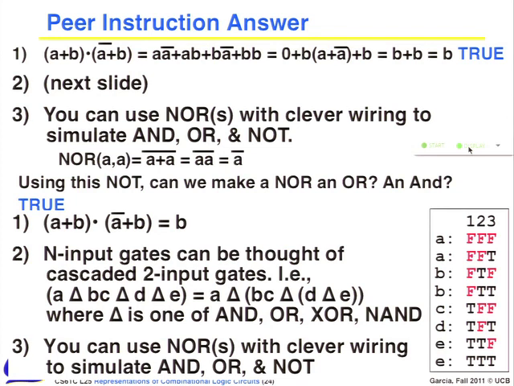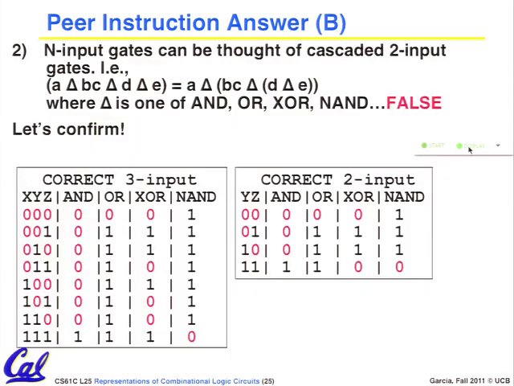The third one is, can you do this to make a NOR? De Morgan's law is the thing that really gives it to you. If it weren't for De Morgan's law, then you wouldn't necessarily have that connection, but because of De Morgan's law, you do. It's kind of cool. So here is the confirmation of the correct 3-input gate.